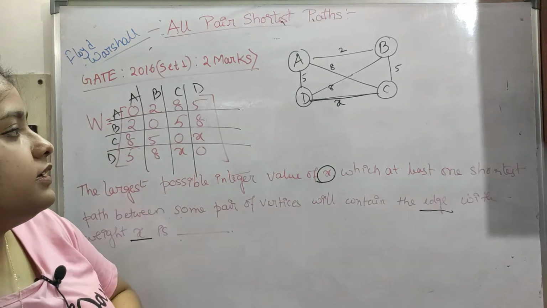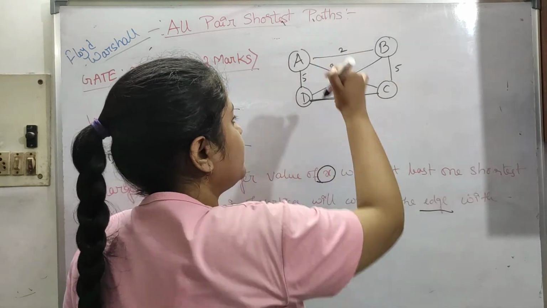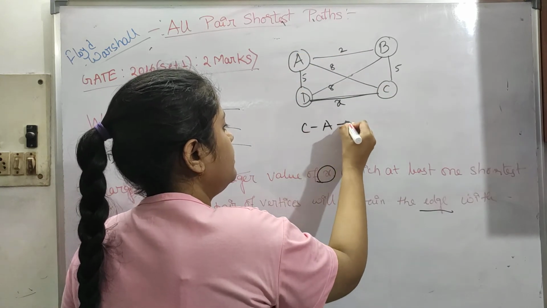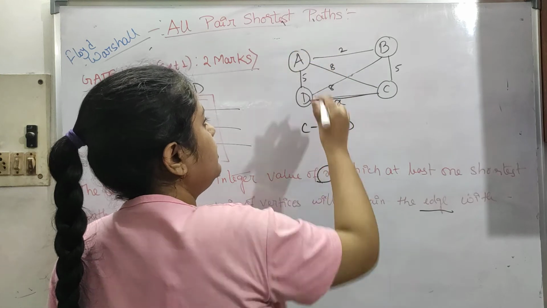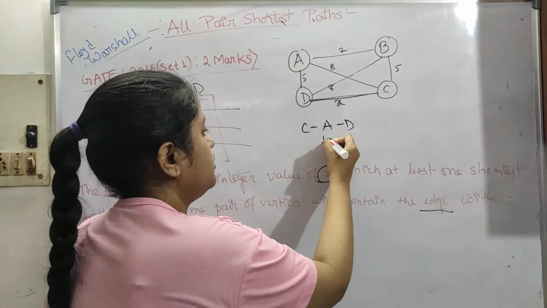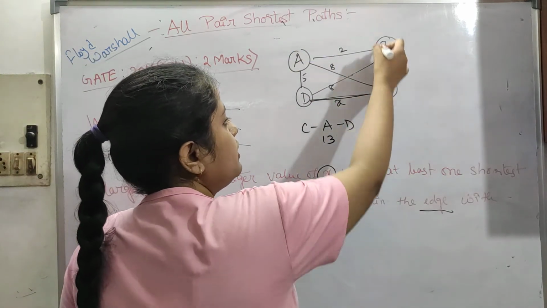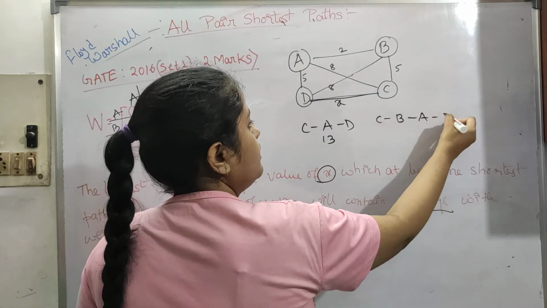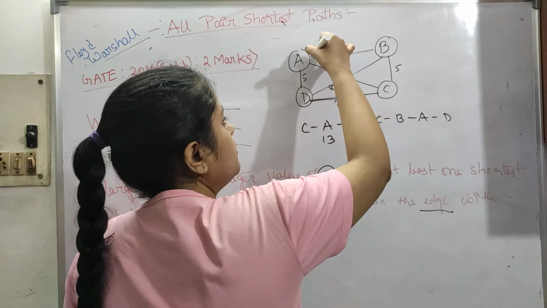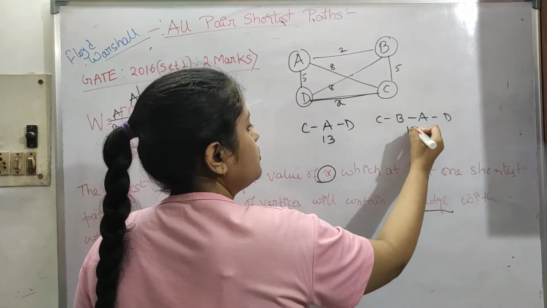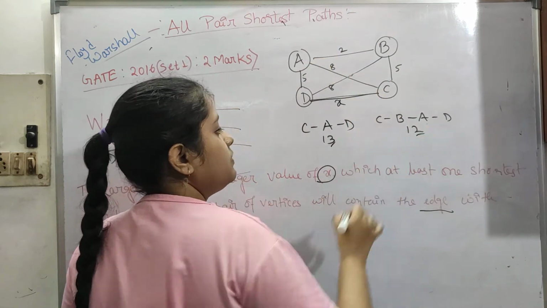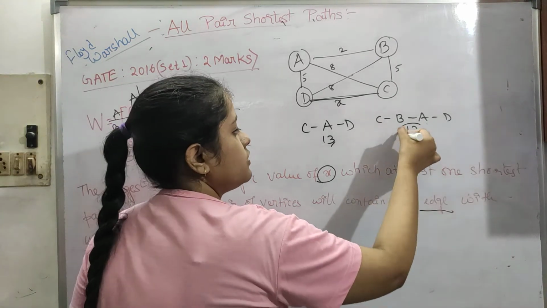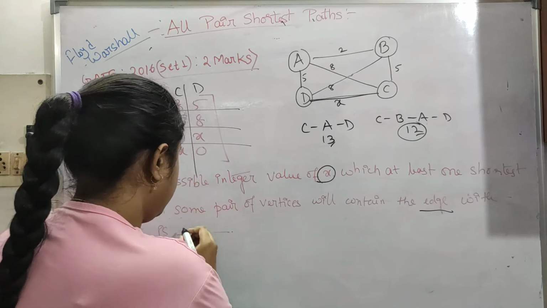From C to D there are two paths. C, A, D: 5 and 8, this is 13. And if we take the path C, B, A, and then D, 5 plus 5, 10, plus 2, 12. So 13 is one path, 12 is another. Among these, 12 is lowest. So the answer is 12.